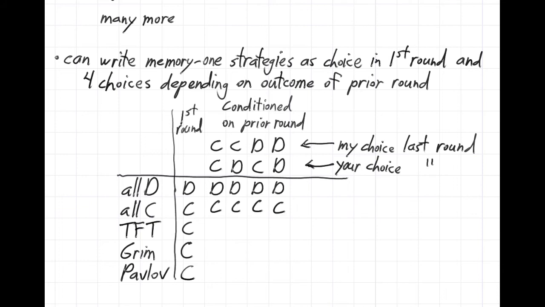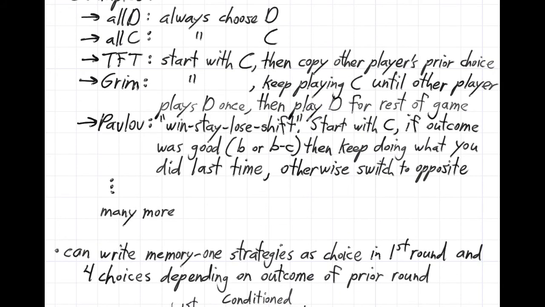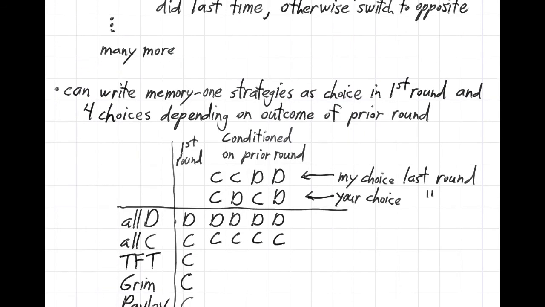Let's look at tit for tat. So the idea there is they start with C, we got that already, then they copy the other player's prior choice. So I, as a tit for tat player, will do what you did in the last round. This column right here says what you did in the last round, so I will copy exactly that. If you cooperated last time, I'll cooperate this time. If you defected, I'll defect. If you cooperated, I'll cooperate. And defect gets defect.